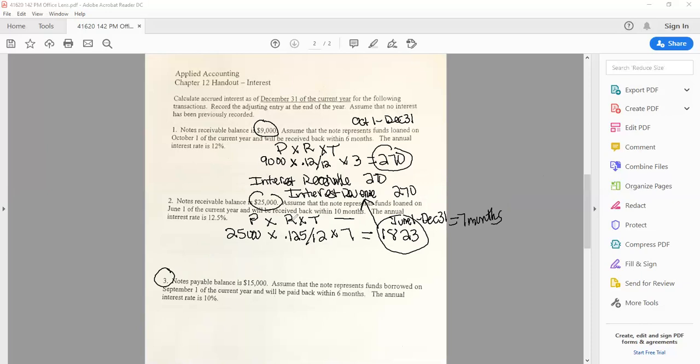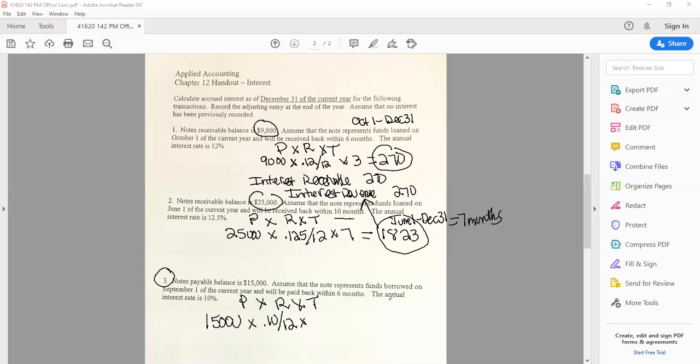Now, whether it's a notes receivable or a notes payable, the way you calculate the interest is exactly the same. The only thing that's going to change is the journal entries. So on this one, it says notes payable is $15,000. That's going to be the principal. Assume that the note represents funds borrowed on September 1st of the current year and will be paid back within 6 months. Annual interest rate's 10%. So again, principal times rate times time. 15,000 is our principal. Interest rate is 10%, so I take the 0.10 and divide that by 12.